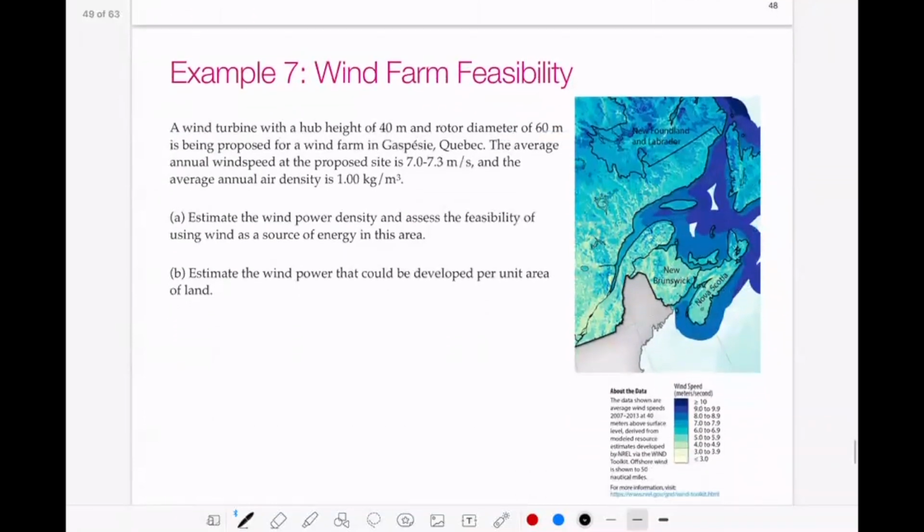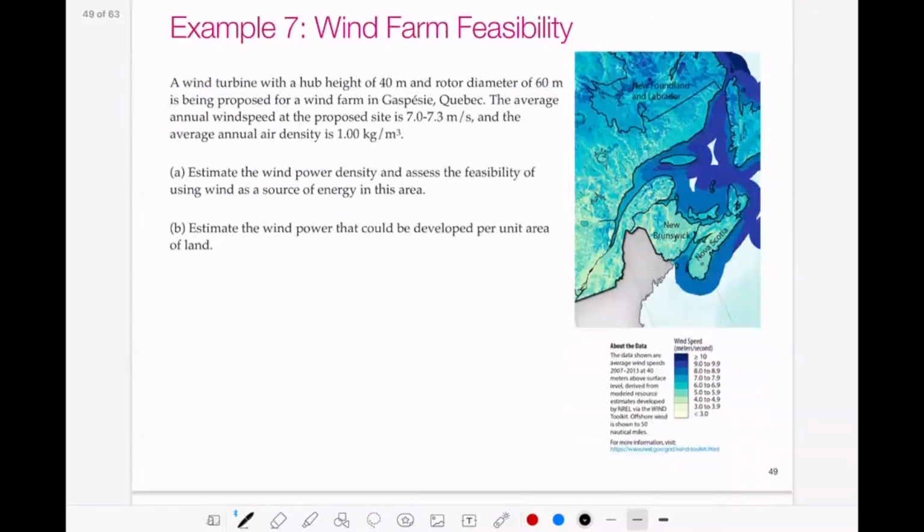So let's look at an example where we are trying to do some wind farm feasibility study. A wind turbine with a hub height of 40 meters and a rotor diameter of 60 meters is being proposed for a wind farm in Gaspésie, Quebec. The average annual wind speed at the proposed site is 7.0 to 7.3 meters per second. And the average annual air density, we'll say, is 1 kilogram per meter cubed.